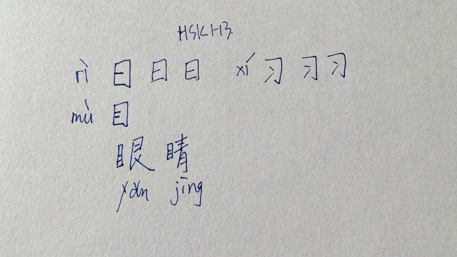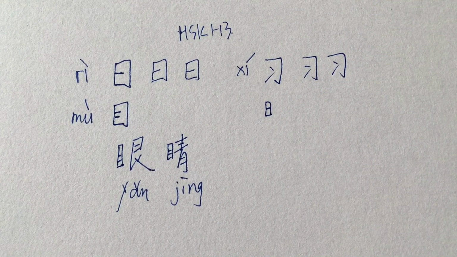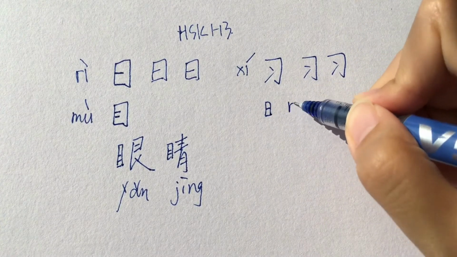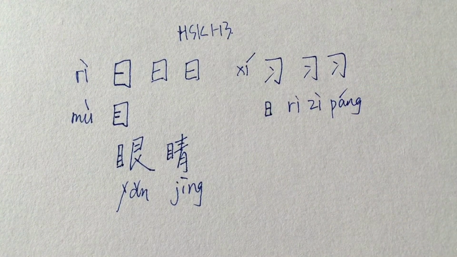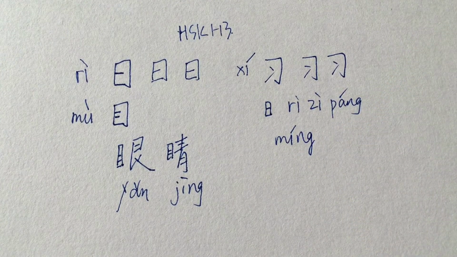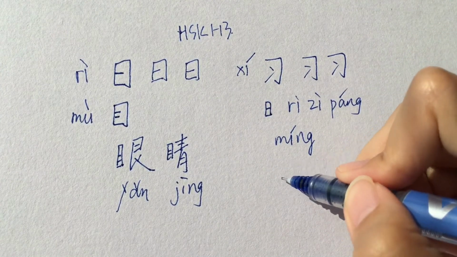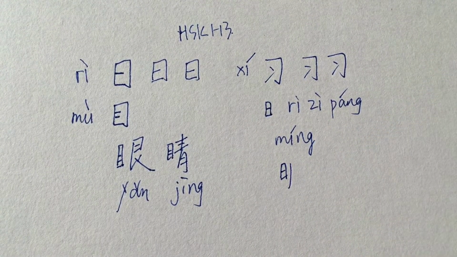Then let's see the radicals that we learned today. Well, there you go. First one, it is 日 as the radical. So 日字旁. 日字旁 is the name of the radical. And then an example word, which is 明. As you may know, 明 can be the word inside of 明天, yeah, 明天. So 明天 is tomorrow.